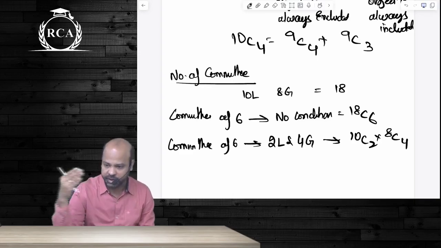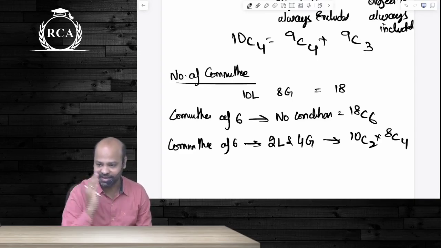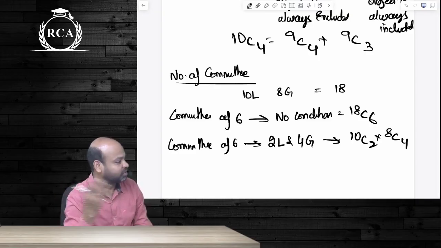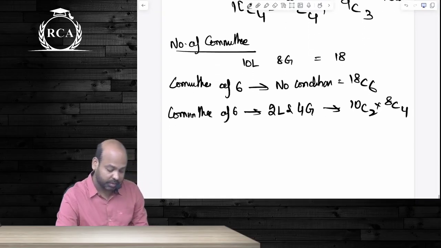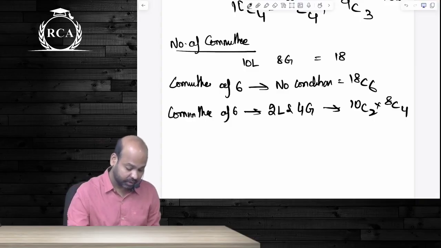3 ladies and 3 gents, 4 ladies and 2 gents, 5 ladies and all of that. Are we clear? Write this down quickly, beta. This is number of committees.